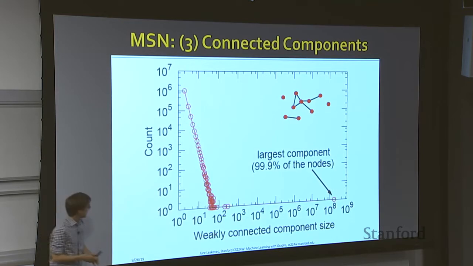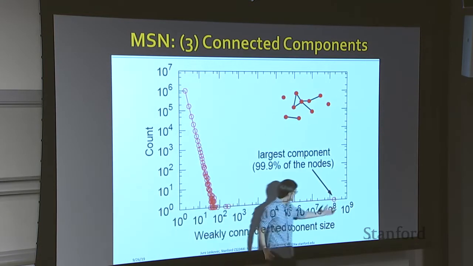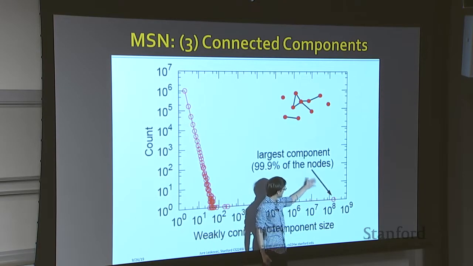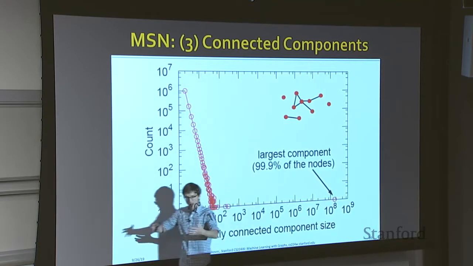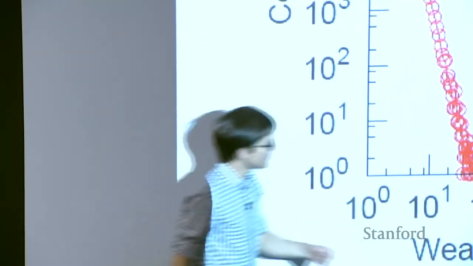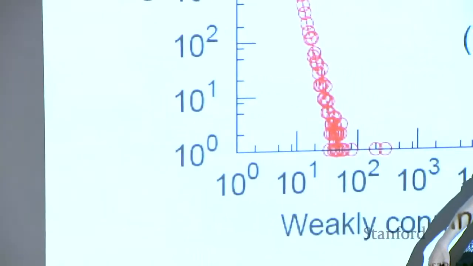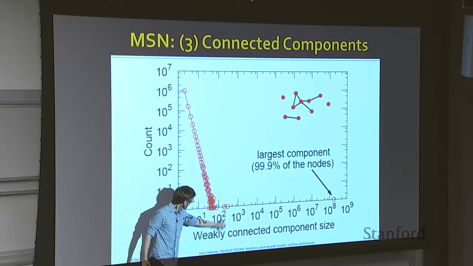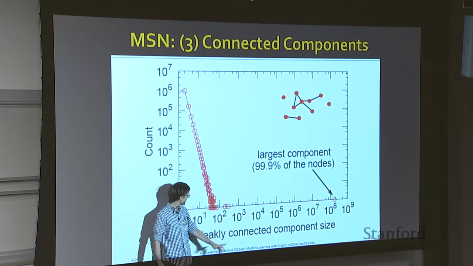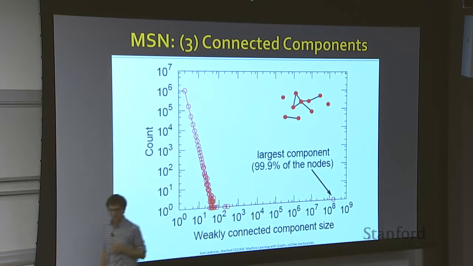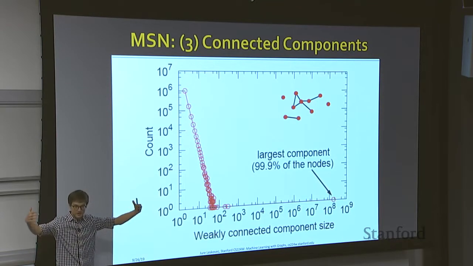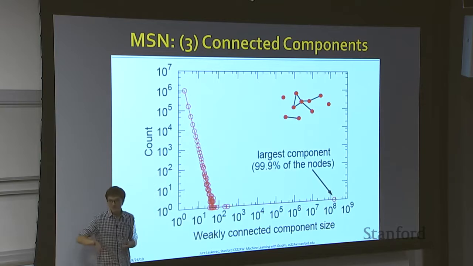But what do we learn? We learn that this communication network is extremely well connected. The world is connected. 99.9% of all the nodes are in this connected component, and then there are a few very small, tiny connected components. The difference between the largest connected component and the second largest is 10 to the 6. So the largest connected component is 1 million times bigger than the second largest. So essentially, for all practical purposes, there is one connected component and the rest are little leftovers.